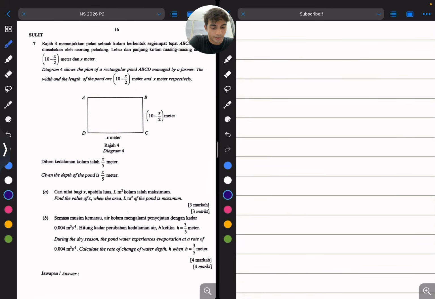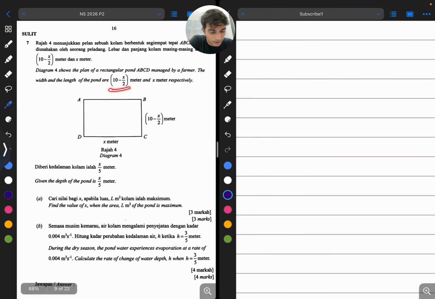Diagram 4 shows the plan of a rectangular pond ABCD managed by a farmer. The width and length are this and this. So the length is x, the width is this. Given the depth of the pond is x over 5. So that's the 3D image. So the pond is x over 5 meters deep. It's going inside. Find the value of x when area of the pond is maximum.